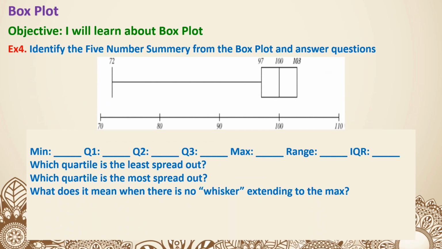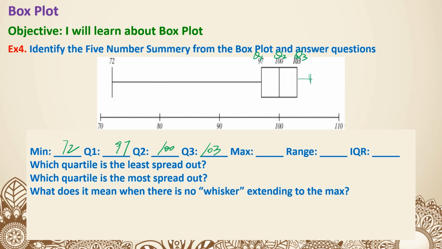Okay, we have another special example. Let's practice. Minimum is easy to identify. It's outside the box, the first number, 72. Then with the box, we have Q1, Q2, and Q3. Q1 is 97, Q2 is 100, and Q3 is 103. Now, here's an issue. We don't see this little thing popping out anymore.